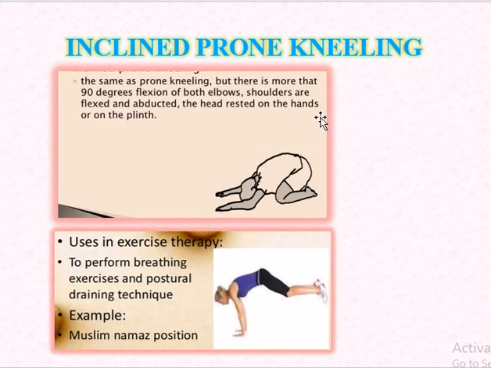Inclined prone kneeling is the same as prone kneeling, but there is more than 90 degrees of flexion of both elbows. Shoulders are flexed and abducted, and the head rests on the hands or on the plinth. Basically, this position is used in exercise therapy to perform breathing exercises and postural drainage techniques. For example, the Muslim namaz position. This is my best exercise for postural drainage.